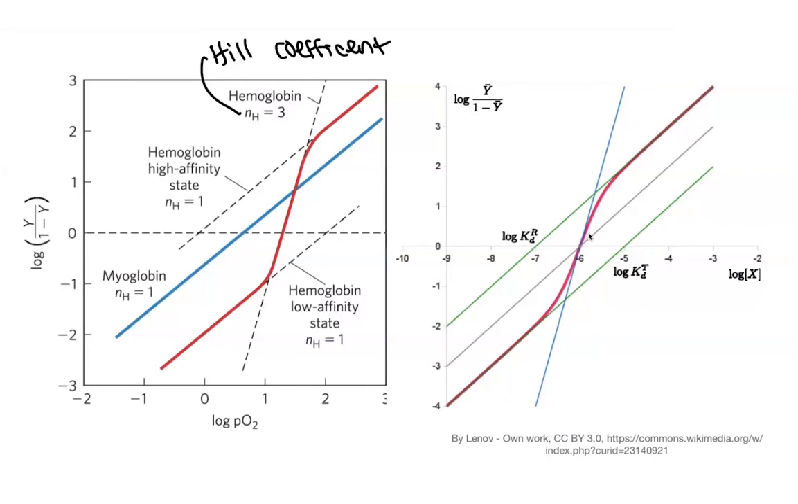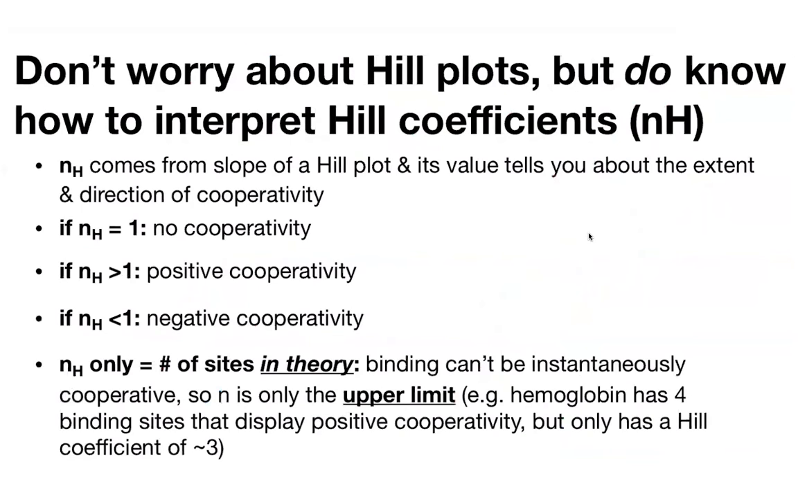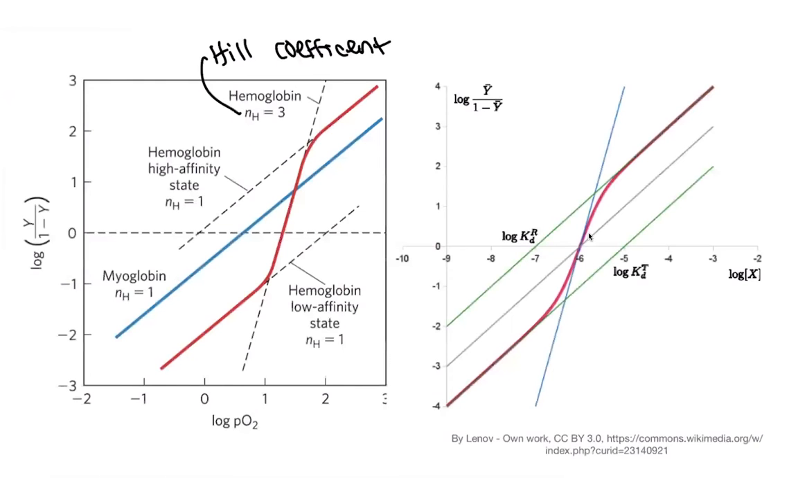Let's talk a little bit more about what I do and don't require you to know about the Hill coefficient. Don't worry about those plots, but do know how to interpret Hill coefficients, those nHs. Remember that the nH comes from the slope of a Hill plot, and its value tells you about the extent and direction of the cooperativity. If nH equals 1, that's non-cooperative. If nH is greater than 1, that's positive cooperativity. That's what we're seeing in this middle section: positive cooperativity, where the slope of this line is positive.